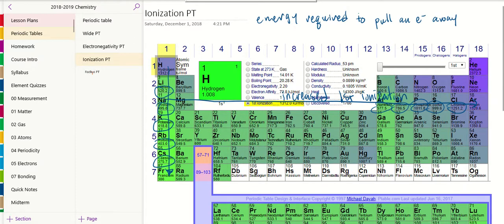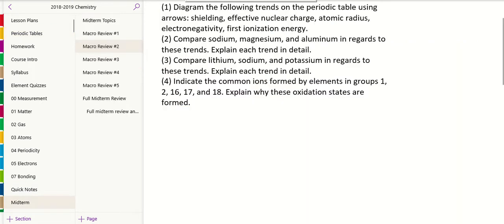All right, so back to the midterm review. That takes care of number 1. Number 2, compare magnesium, sodium, aluminum in regards to these trends. Well, first question you ask yourself, same group or same period? Same period. So what are we comparing? Between shielding and ENC, what are we comparing?